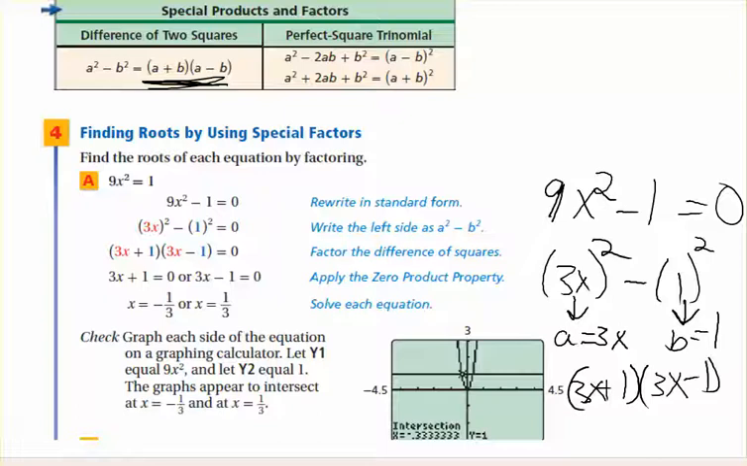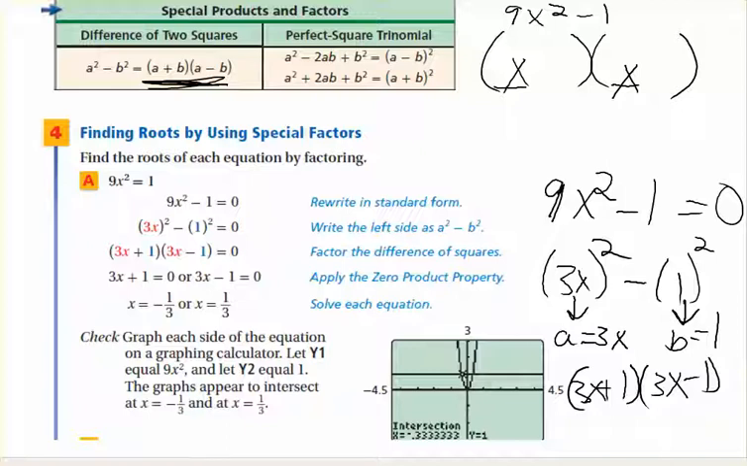Now you can also just put your two sets of factors. Remember, this is 9x squared minus 1. And you could say, well, I know that when I FOIL it back, I have to multiply first times first. That's going to have to equal 9x squared. So how could I do that? It's not just x and x, because that wouldn't give me the 9. So if I did 3x times 3x, that would equal 9x squared, so that's good.